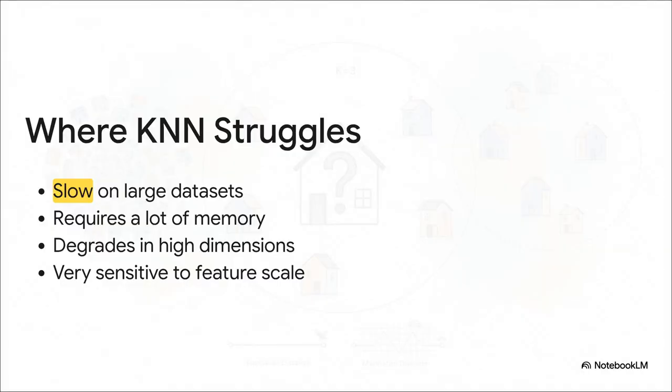However, and this is a big however, that laziness comes at a cost. Because it has to calculate the distance to every single point for each new prediction, it can be painfully slow if you have a huge dataset. It also has to keep all that data in memory, which can be a massive problem. And it also kind of falls apart in high dimensions. This is something called the curse of dimensionality. Basically, when you have too many features, everything starts to look equally far away from everything else, and the whole idea of a nearest neighbor starts to lose its meaning.